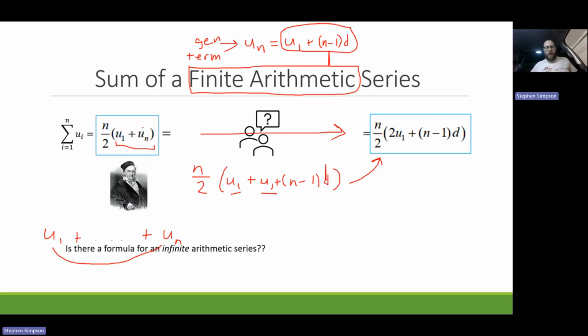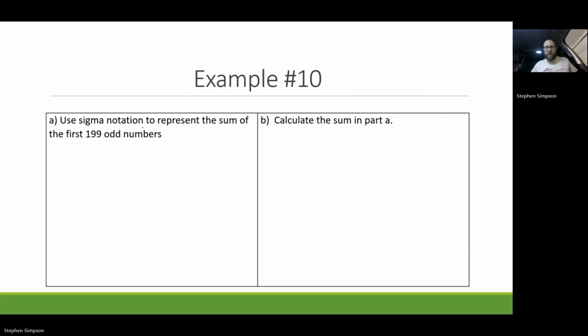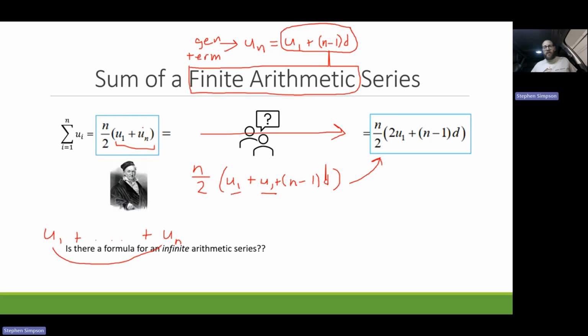Is there a formula for an infinite arithmetic series? Good question. I guess I could answer the question.